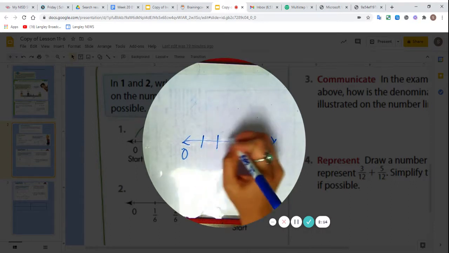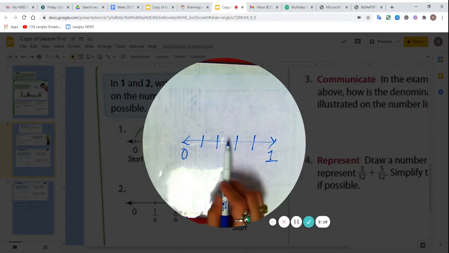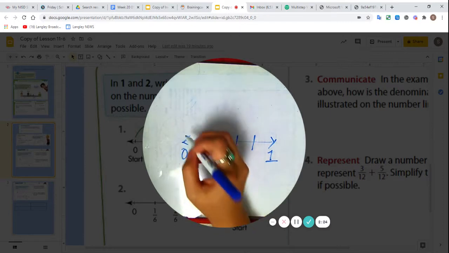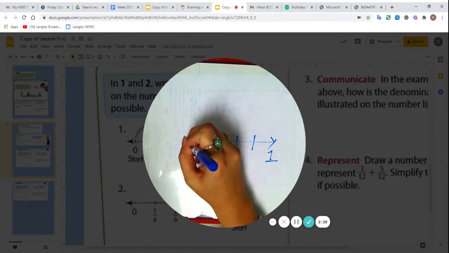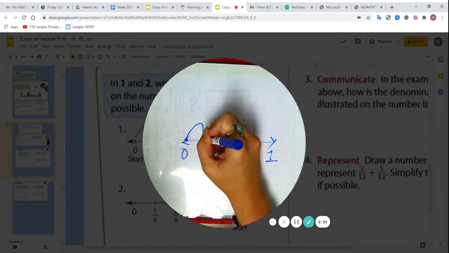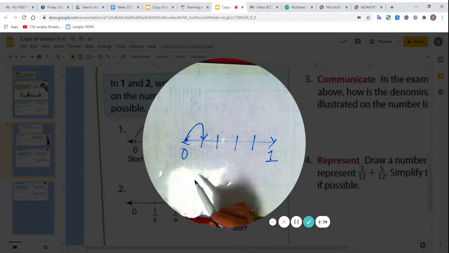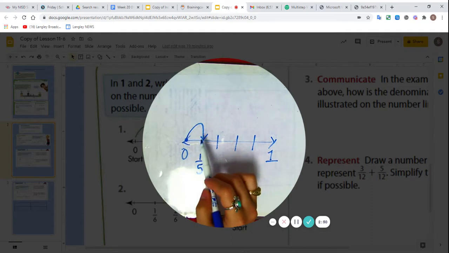So let me do that. I have 5 parts: 1, 2, 3, 4, and then 5. Now the first arrow that they gave us, pretend it's green. The first arrow started at 0 and it went to this fraction right here. What fraction would that be? We know the denominator is 5. So if this is the first line on our number line, what is the fraction? Good, 1/5. They went from 0 to 1/5.